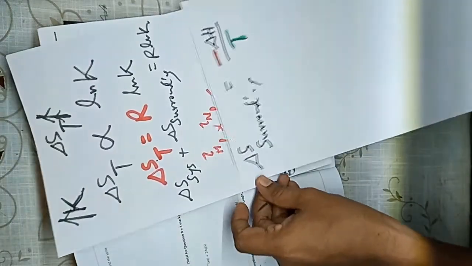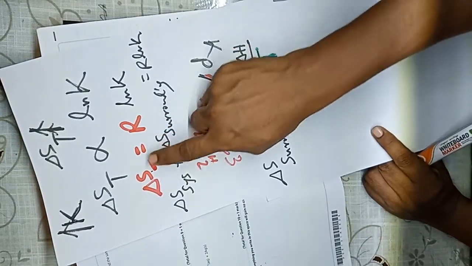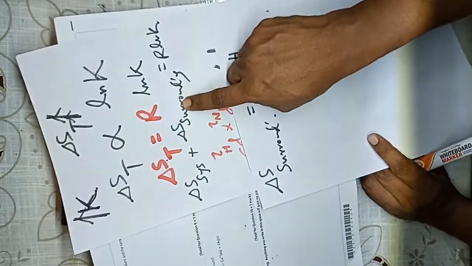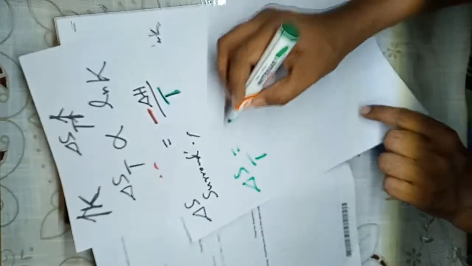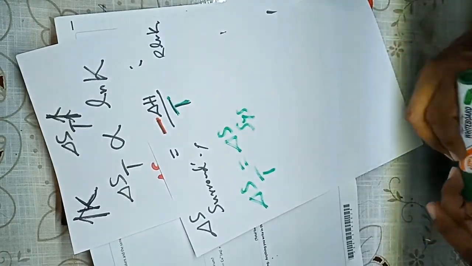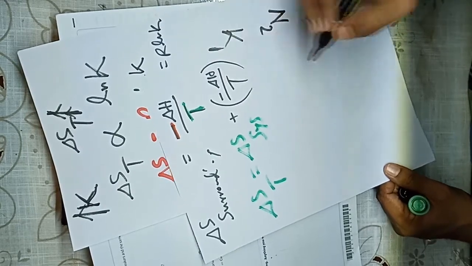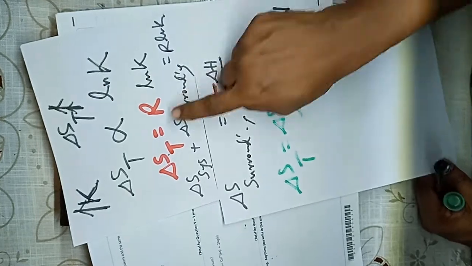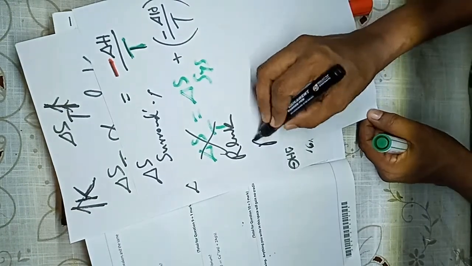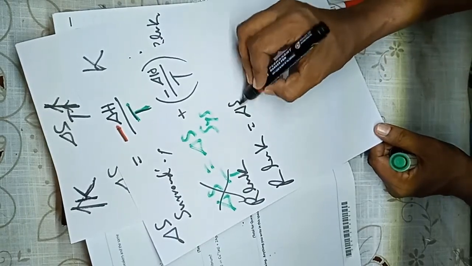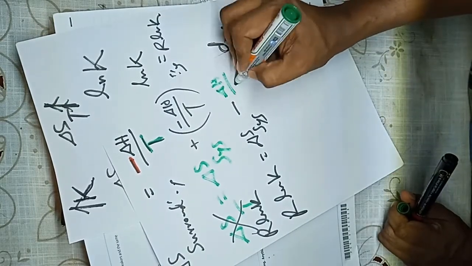Now again substitute here: delta S total equals delta S system plus delta S surrounding, then for the surrounding, minus delta H over T. Again delta S total equals R ln K. Then instead of delta S total we can substitute here R ln K. Then R ln K equals delta S system plus minus delta H over T.